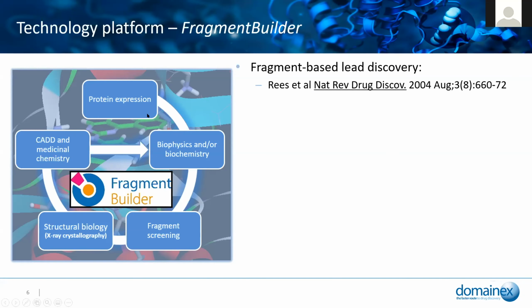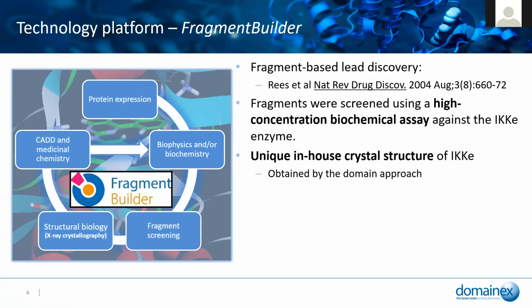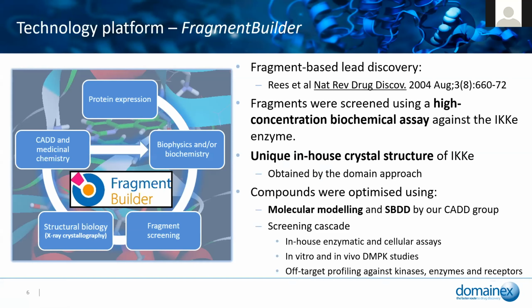But in essence, at DomainX, we start out by making the protein. Sometimes we have to use proprietary technologies to do that. We use that protein to develop assays based on biophysics or biochemistry, screen our fragment libraries, get structural biological information on how the fragments bind, and then use that to drive the drug design cycle. In this particular case, we screened the fragments using a high concentration biochemical assay against the IKK epsilon enzyme. And we were also informed by a crystal structure which we had uniquely obtained. It's still the only known crystal structure of IKK epsilon, which we used our domain approach to obtain. And then we optimized the compounds by molecular modeling and structure-based drug design using our cascade of enzyme and cellular assays.